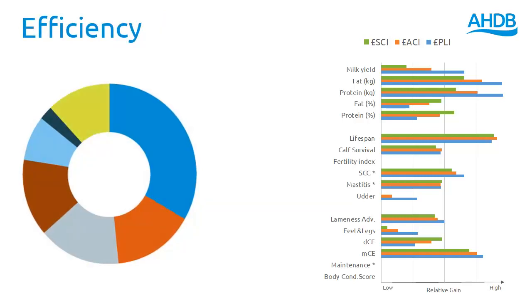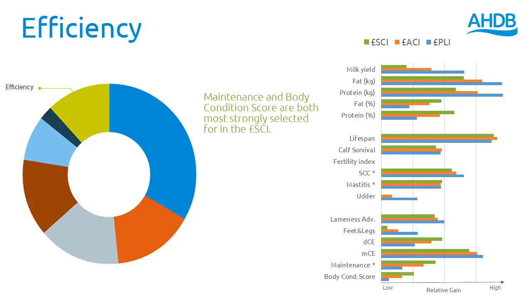Efficiency. Maintenance and body condition score are both most strongly selected for in the SCI, promoting a smaller, lower maintenance animal suited to a predominantly grazing system. The next strongest weighting is within ACI and then PLI.